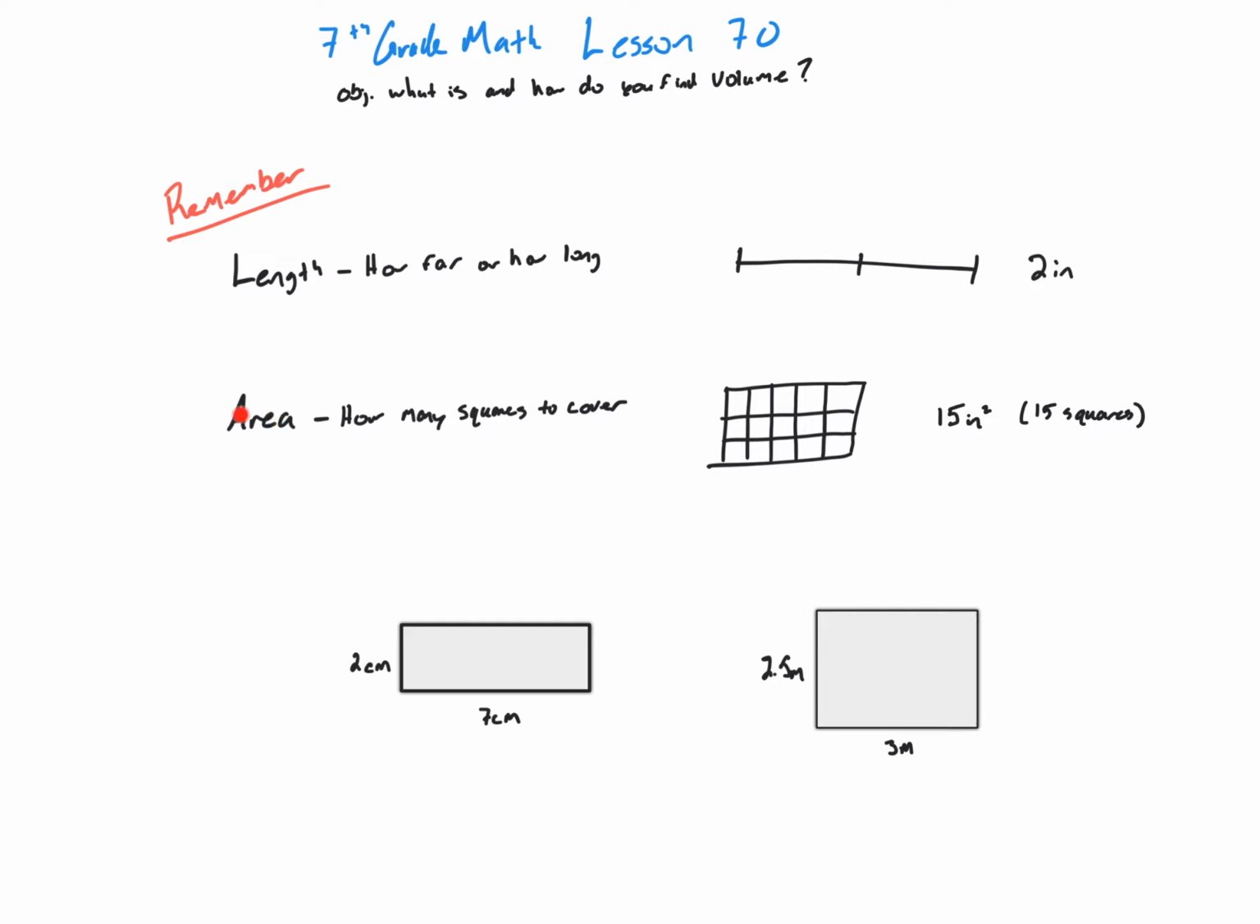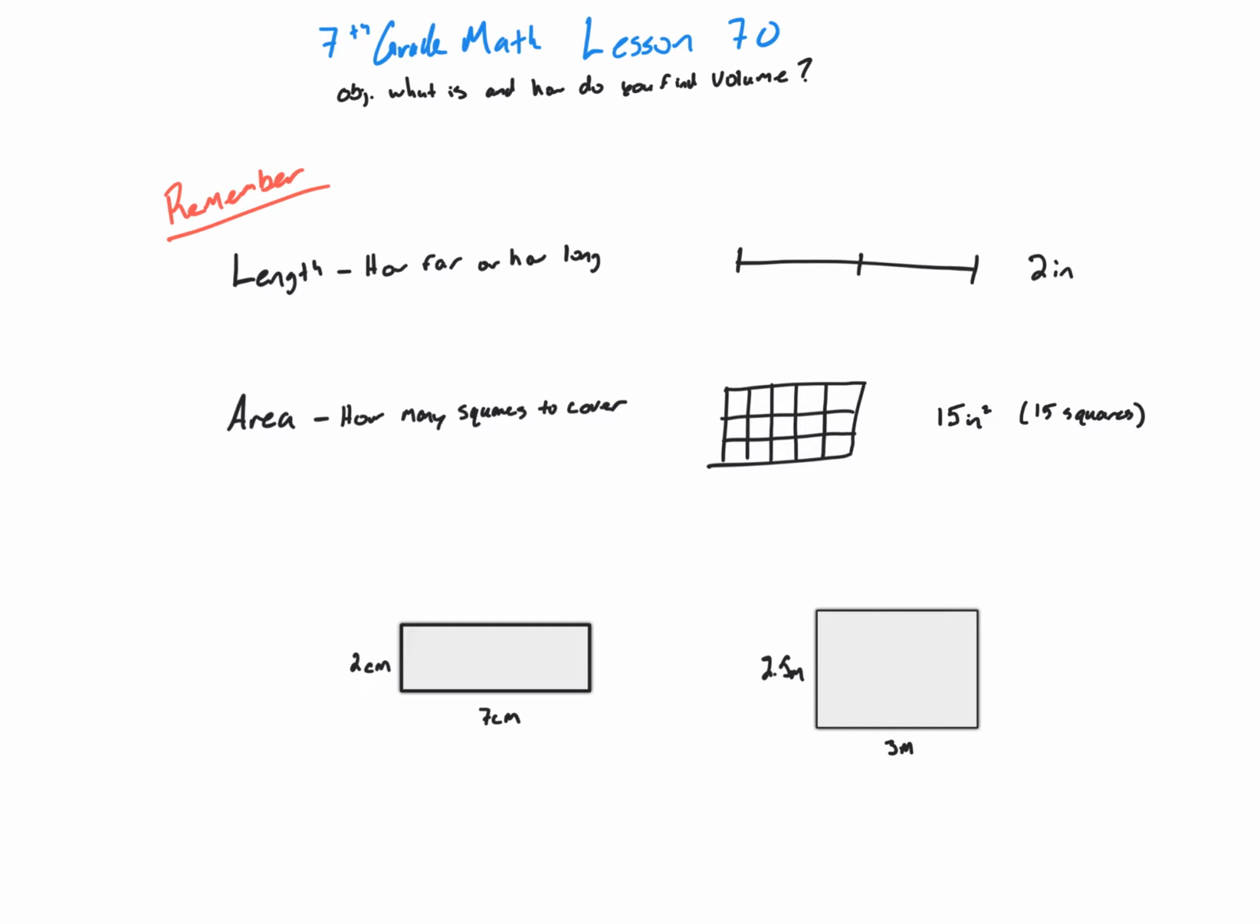The next thing we learned about is area, and that talks about how many squares it takes to cover it. For this shape here, it's 3 units tall and 5 units long. Notice that there's 1, 2, 3, 4, 5, 6, 7, 8, 9, 10, 11, 12, 13, 14, 15 squares to cover this shape.